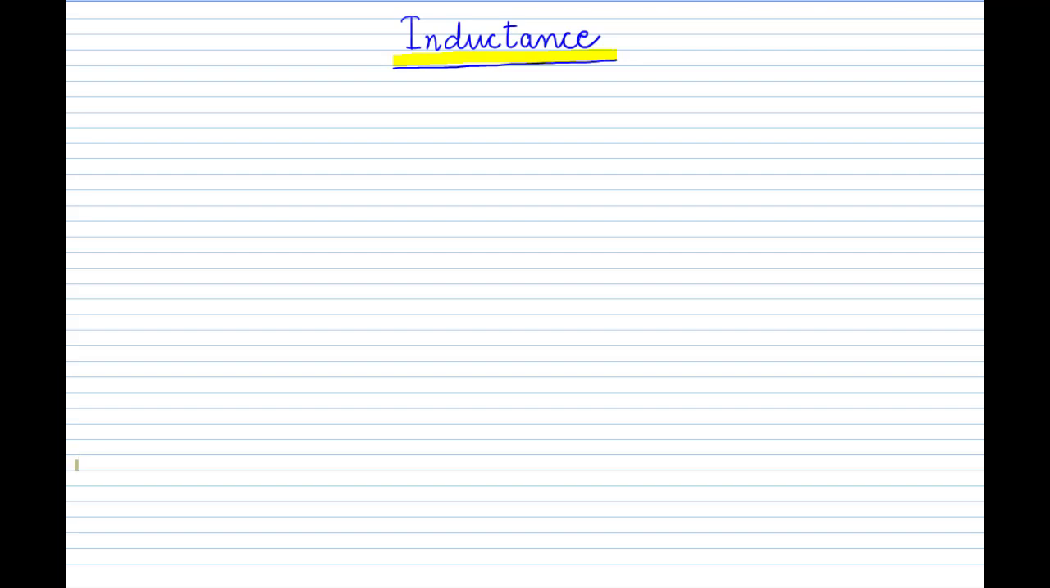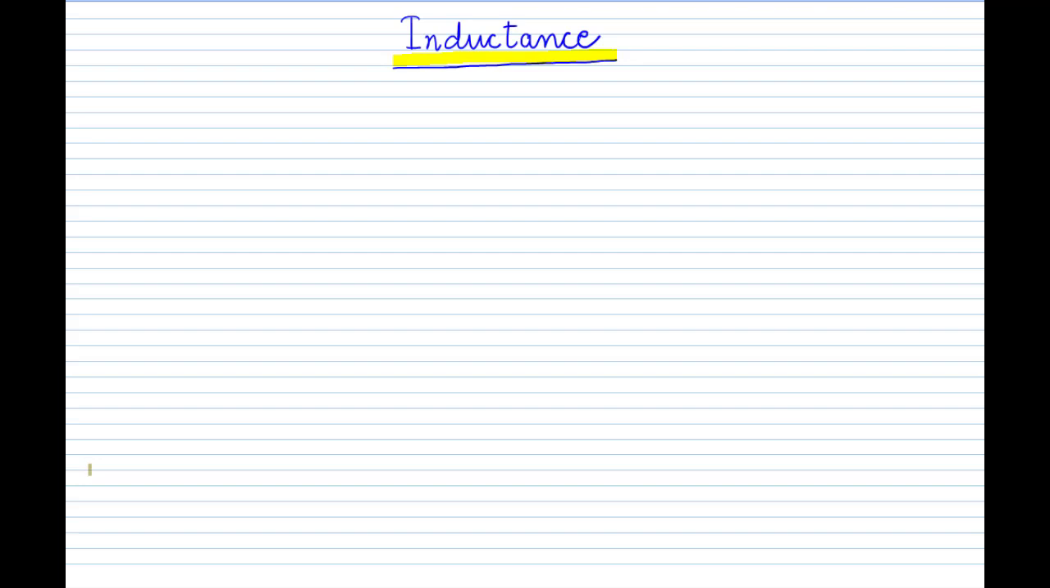Today we will do a lecture on inductance. We know what electromagnetic induction is, because whenever we have a changing magnetic field, then we have an electric current associated, and we call it induced EMF. So that is what electromagnetic induction is. And now today we will study what this inductance is.